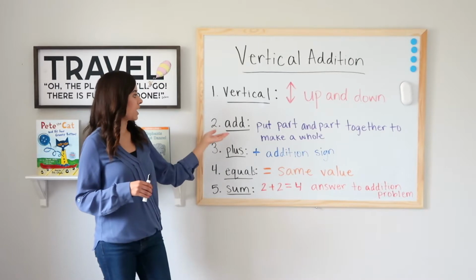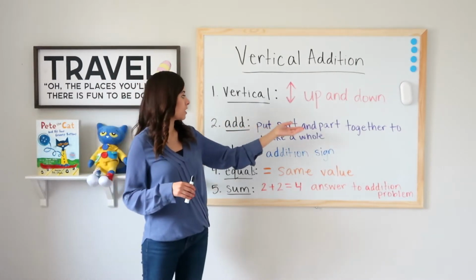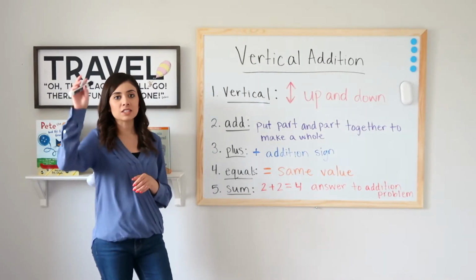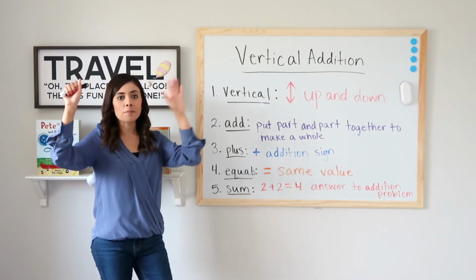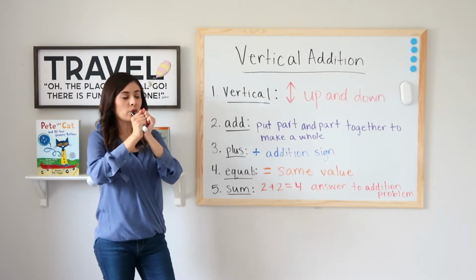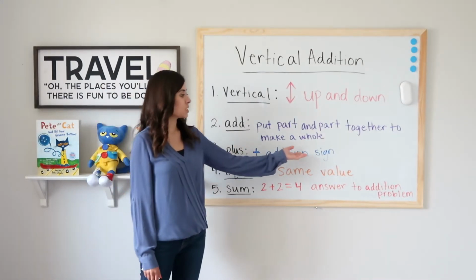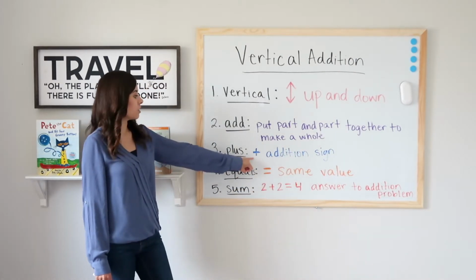The next word is add. Put part and part together to make a whole, right? If you've seen my previous videos, you know that we like to bring our hands out and say part, put them together, make a whole. Our next word is plus, and plus is the addition sign that we use. Here is a plus sign.